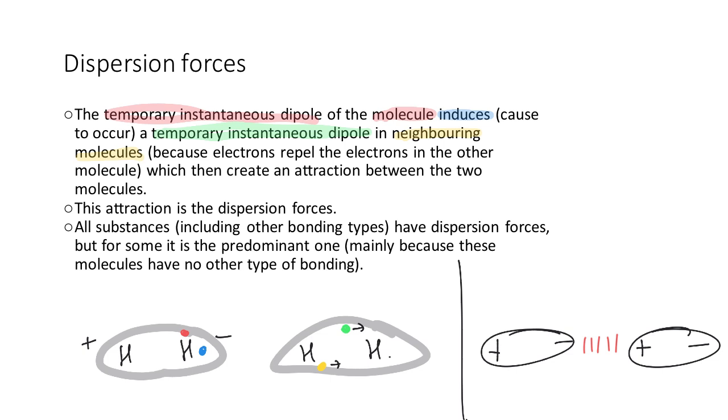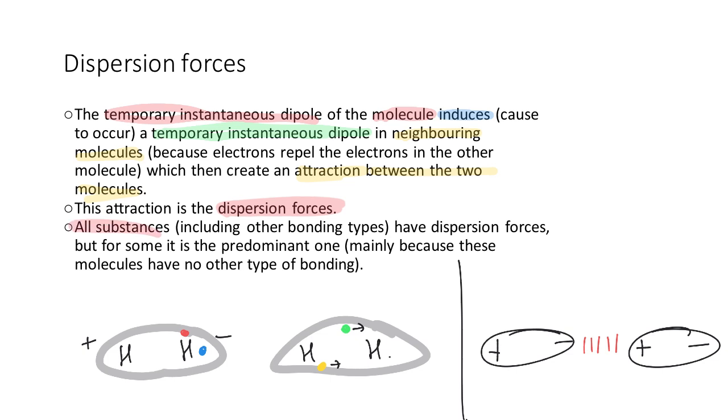So the idea is that a temporary instantaneous dipole forces another temporary instantaneous dipole to form in a neighboring molecule, which then creates the attraction between the two molecules. This attraction is called a dispersion force. It occurs when the electrons move randomly, a temporary instantaneous dipole forms, and then forces another instantaneous dipole, and then they attract each other for a small period of time.